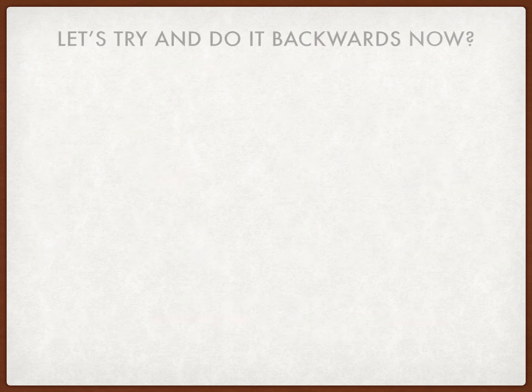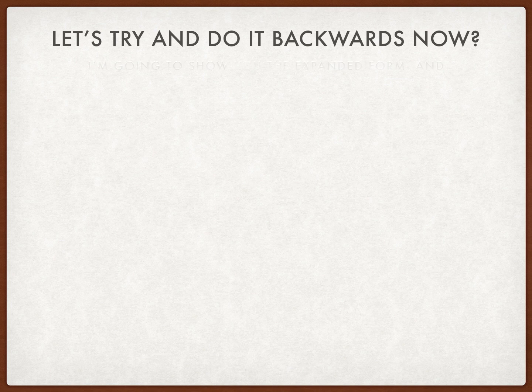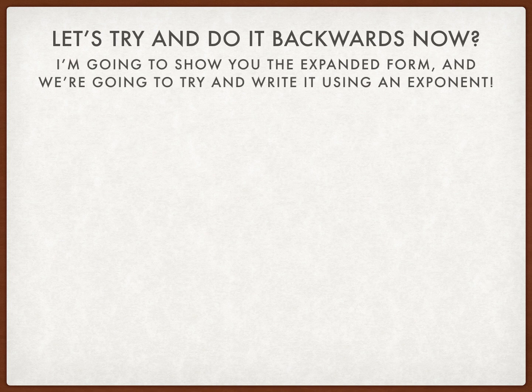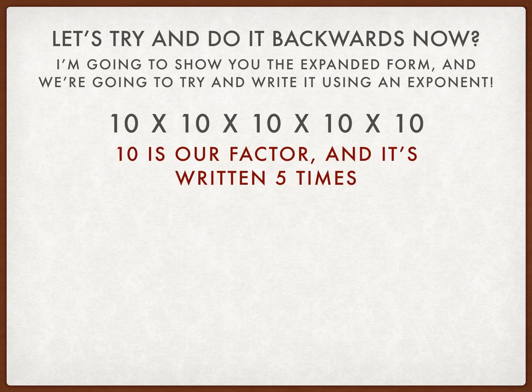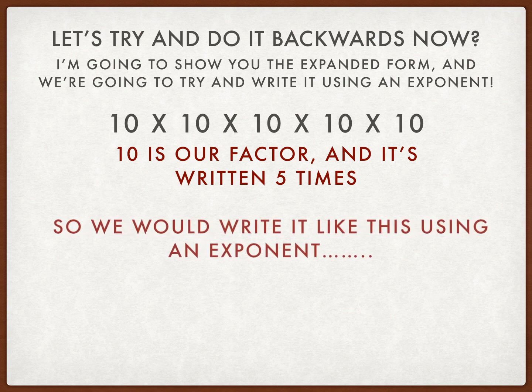Let's try and do it backwards now. I'm going to show you the expanded form, and we're going to try and write it using an exponent. So what happens if I gave you something that looked like this? 10 times 10 times 10 times 10 times 10. 10 is our factor, and it's written 5 times. So we would write it like this using an exponent. 10 to the fifth power.